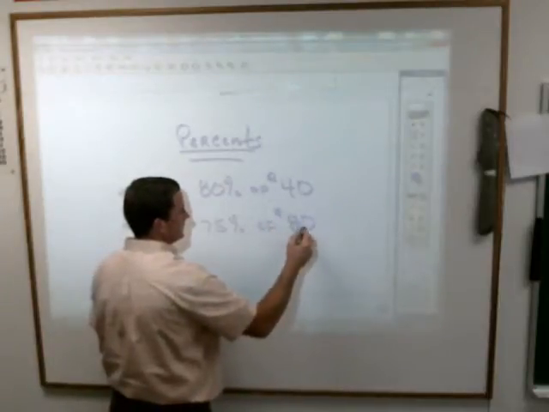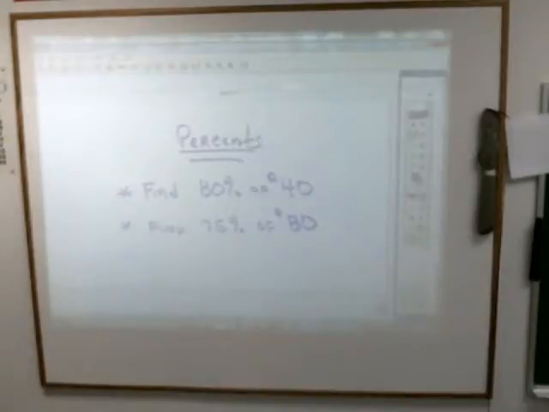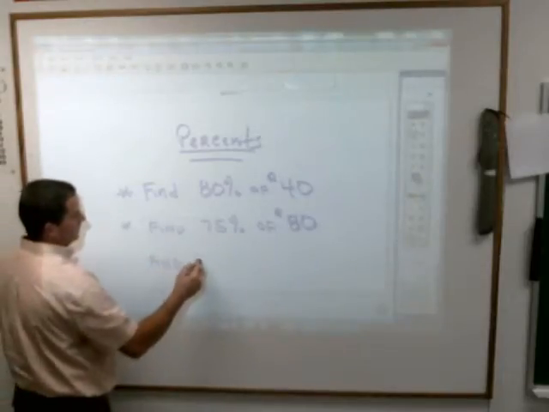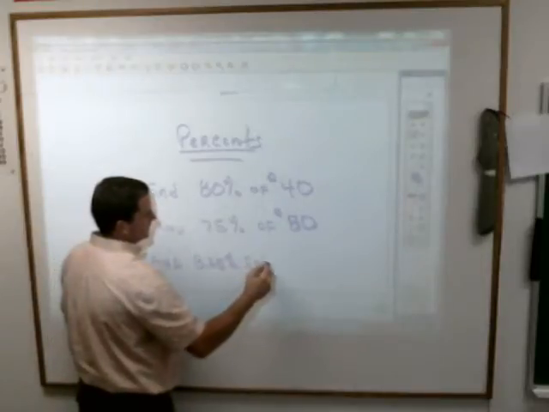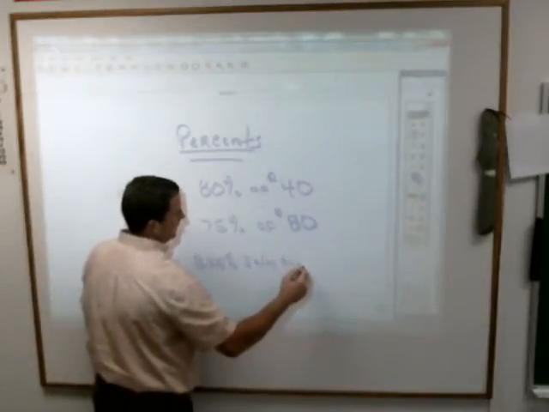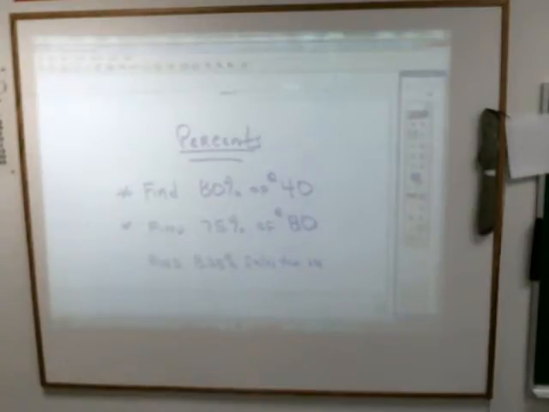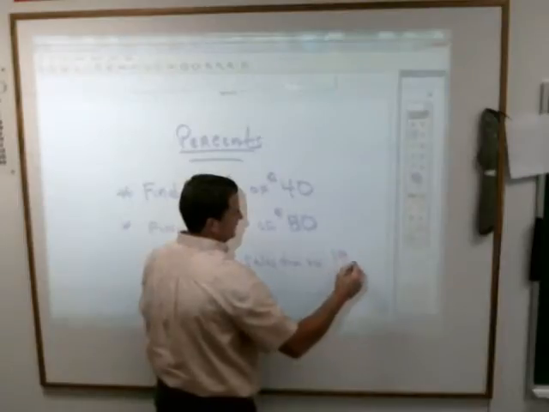$80. We're going to look at 3 different things here, none of which are good. 8.25% sales tax on a $19.95 purchase. This is ridiculous.